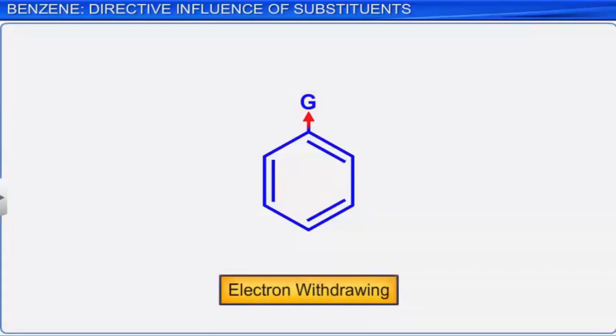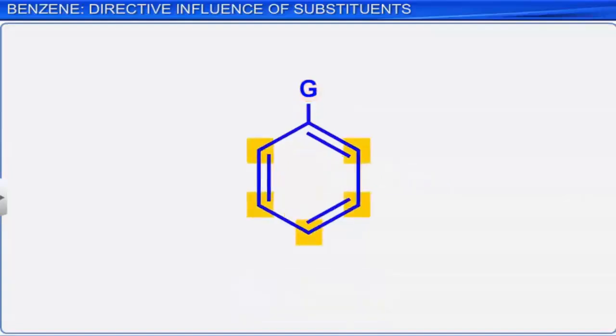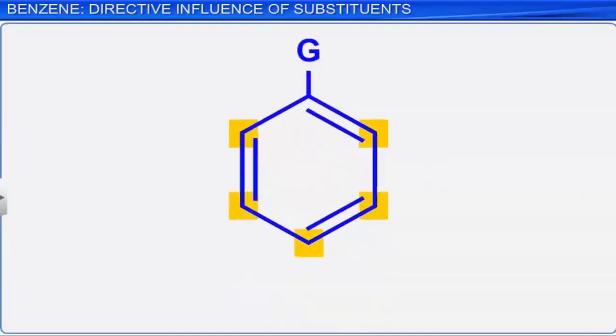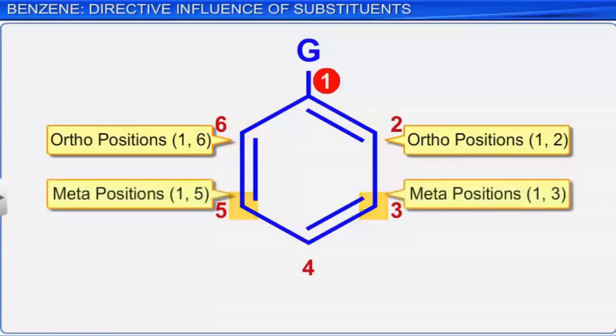The group present on the ring orients the new incoming electrophile to any of the remaining 5 positions. Of these 5 remaining positions, with respect to position 1, position 2 and 6 are equivalent and said to be the ortho positions. Positions 3 and 5 are equivalent and said to be the meta positions, and the position 4 is said to be the para position.